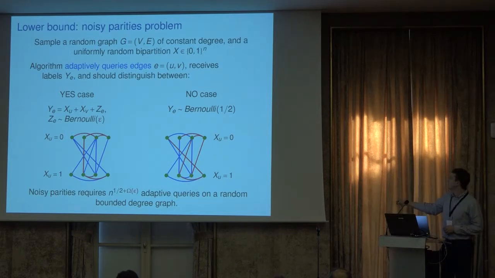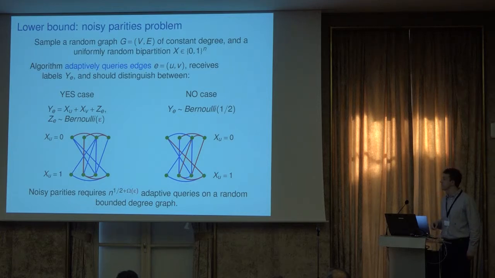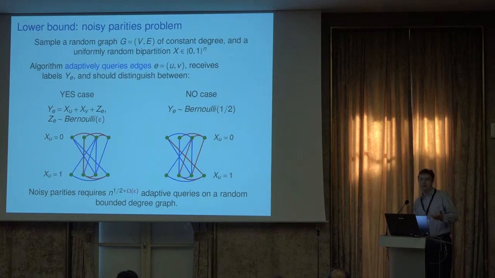So we show that any algorithm that distinguishes between these two cases must make at least n to the 1/2 plus omega epsilon adaptive queries on a random bounded degree graph. And now the intuition for this is very natural. Think of epsilon being 0.